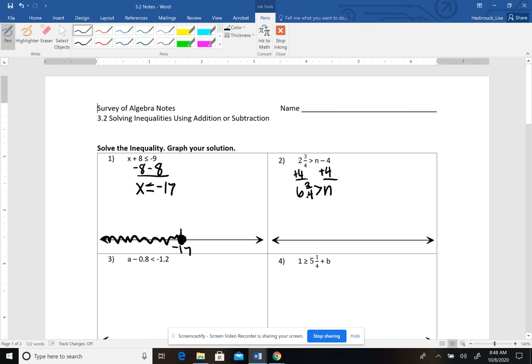Now I am going to rewrite this with the n on the left-hand side to make it a little easier. When I do this, I want to make sure the small end of my arrow is still facing the n. So it will go like this. Notice the small end of my arrow is still facing the n. To graph it at 6 3/4, we would put an open dot and we're shading to the left because it's less than.